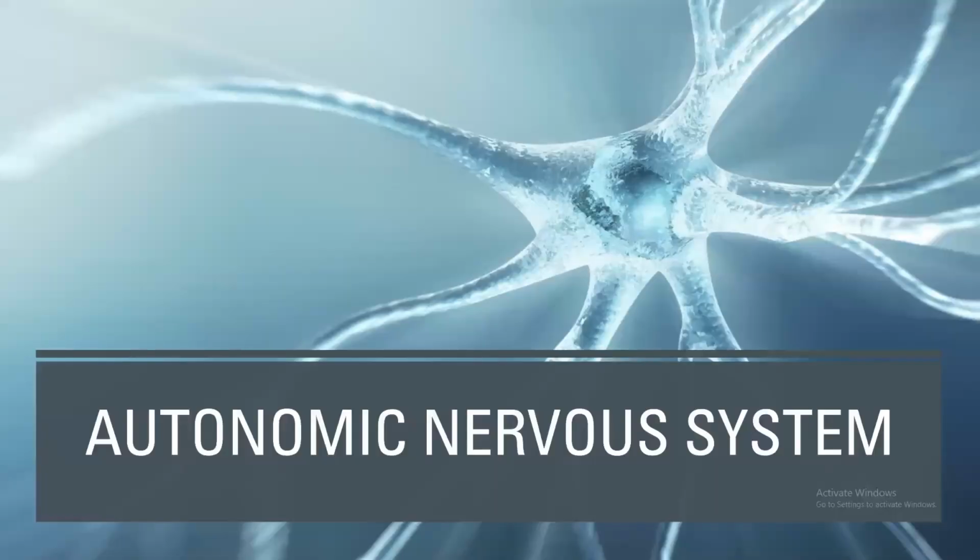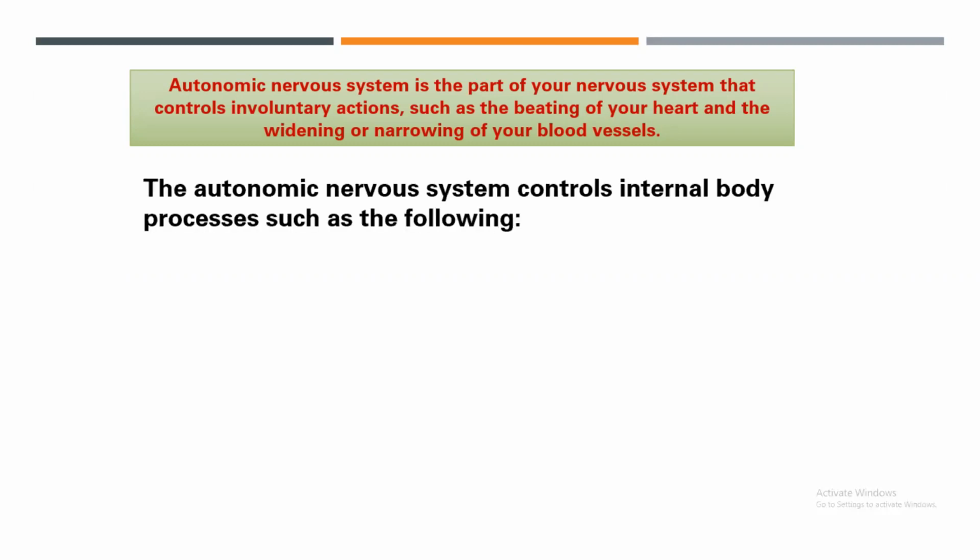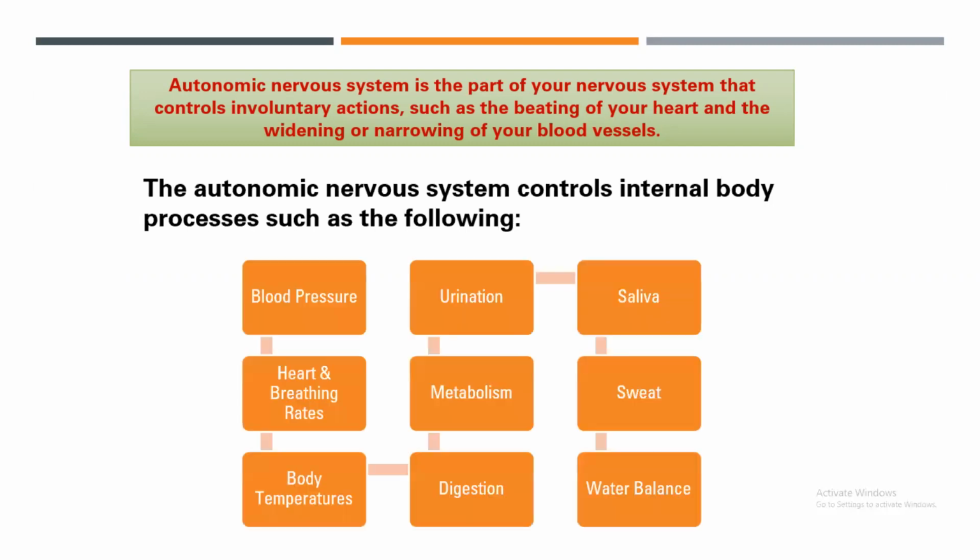Let's talk about the autonomic nervous system first. The autonomic nervous system is the part of your nervous system that controls involuntary actions, such as the beating of your heart and widening or narrowing of your blood vessels. It controls internal body processes such as the following: blood pressure, heart and breathing rates, body temperature, urination, metabolism, digestion, saliva, sweat, and water balance. These are all involuntary actions which are controlled by the autonomic nervous system.